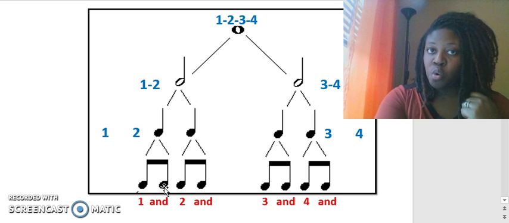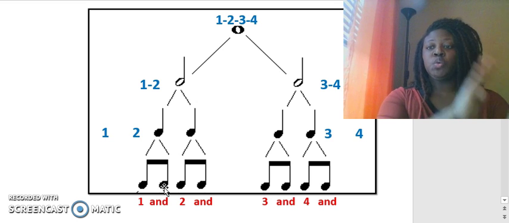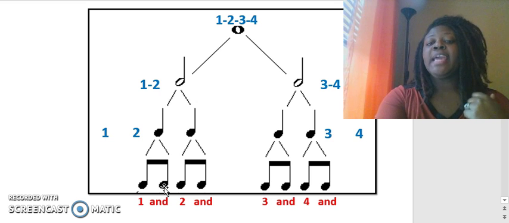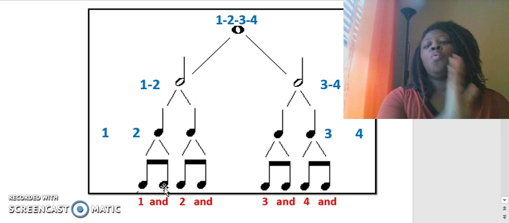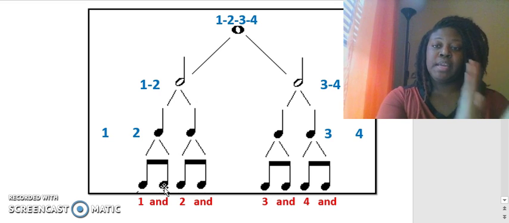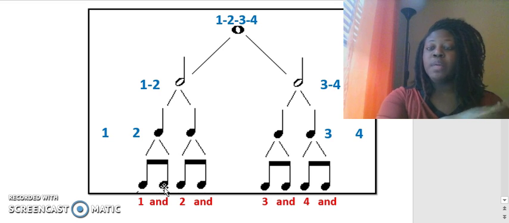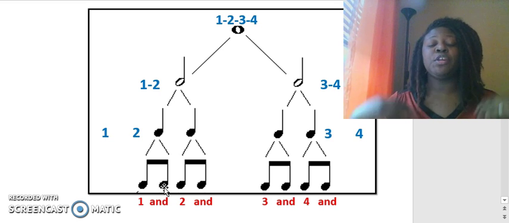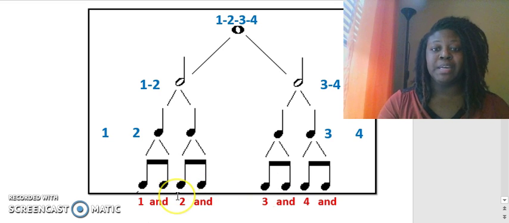Okay, here's 4 quarter notes. 1, 2, 3, 4. Here's 4 pair of 8th notes. 1 and 2 and 3 and 4 and. Okay, so they both get 4 beats, but there are more sounds with the 8th notes because they're shorter notes.